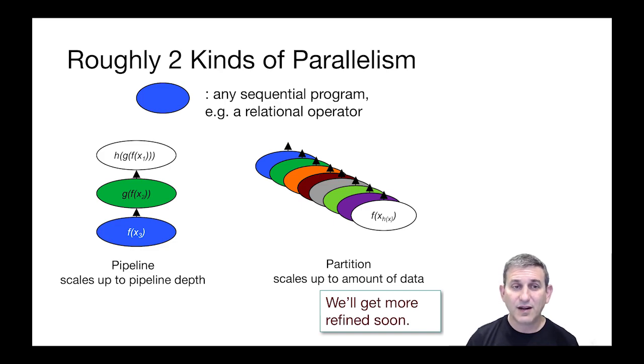Notice that on the left-hand side, our parallelism is limited by the depth of our pipeline. We can only get parallelism 3 in this example because we only have 3 functions. On the right, we can partition this thing by as many data objects as we have in some sense. So the partitioning scales up and the parallelism scales up to the amount of data. Now you can do both of these kinds of parallelism at once, and we'll refine some of these ideas soon. But basically, these are our two coarse-grained kinds of parallelism. You can even use them together. So keep an eye out for both of these as we talk through our various parallelism schemes going forward.